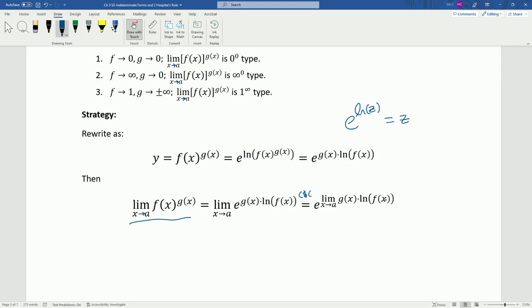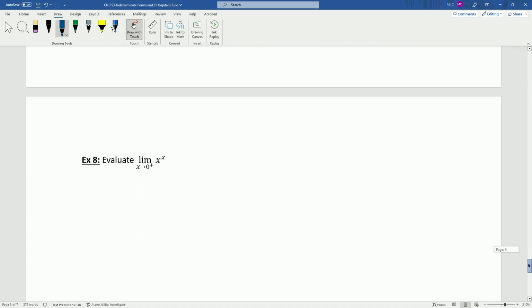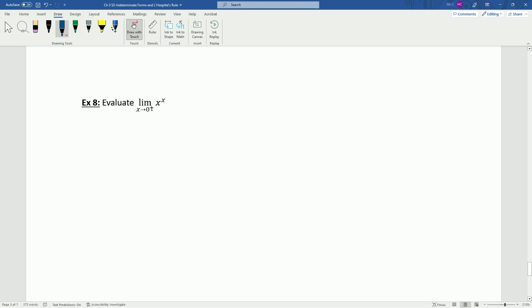That's going to allow us to manipulate this thing a little further, put it in a quotient form after that, and evaluate these things. So let's take a look at that in this next example. The limit as x goes to 0 from the right of x to the x power. So this is 0 to the 0 indeterminate form.